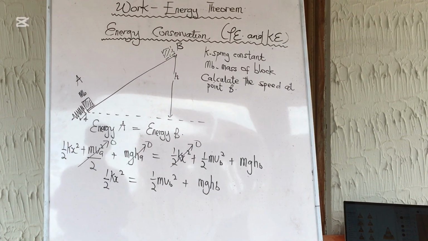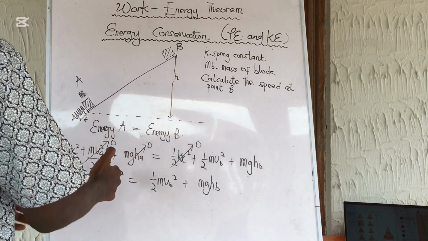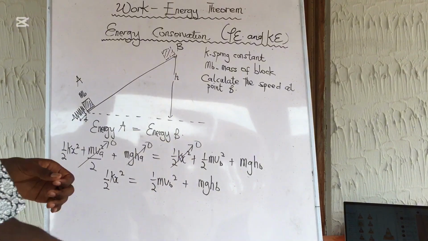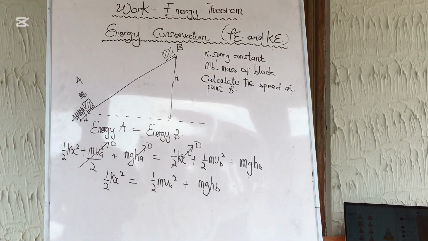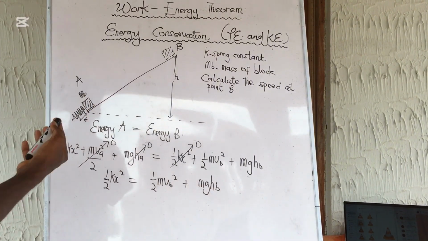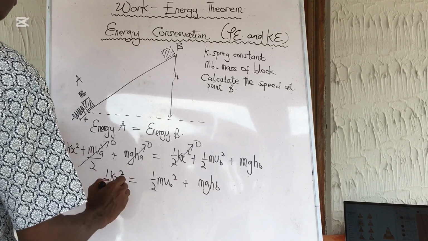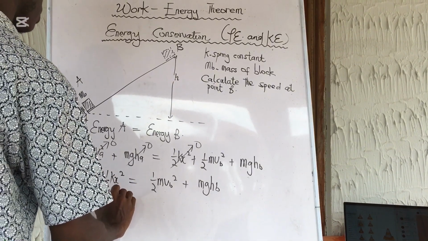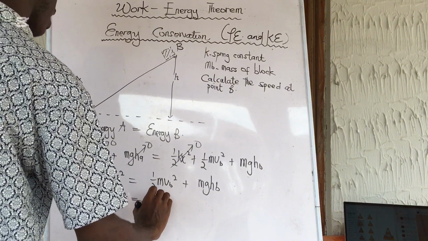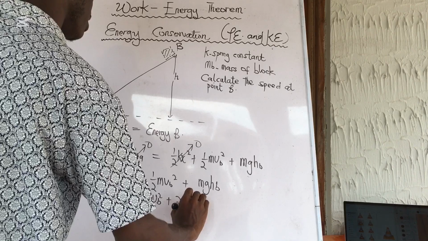The more you practice it, you'll be able to just write the equation straightaway, that for this particular question, your spring energy is equal to your potential energy plus your kinetic energy. At this point, the mass of the block is important because the mass will not cancel out. We do not have mass in spring energy. So you have to be given the mass, and because we have it, we can clear the fraction by writing kx square is equal to mv square at point B plus 2mghB.